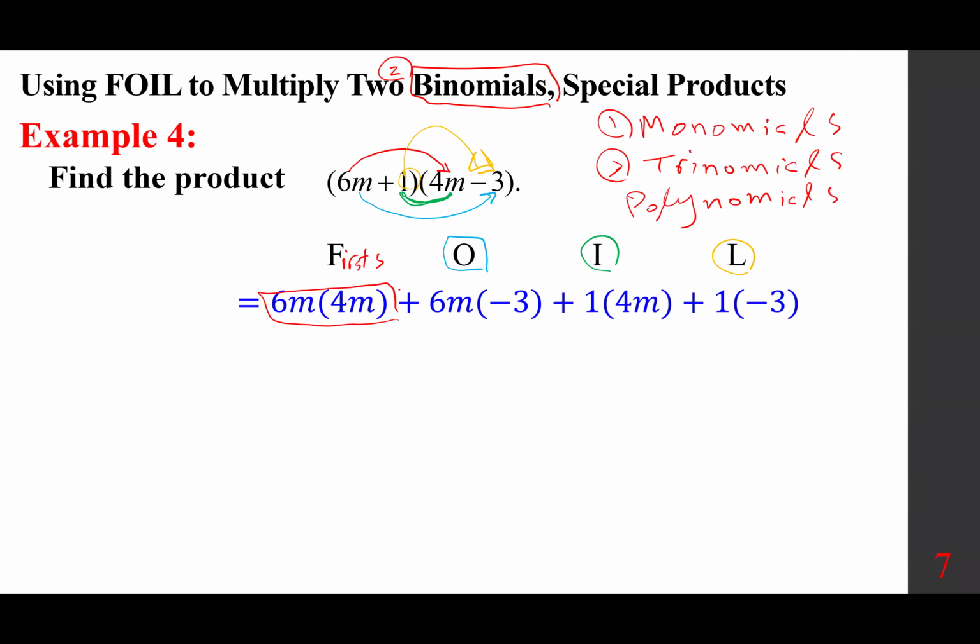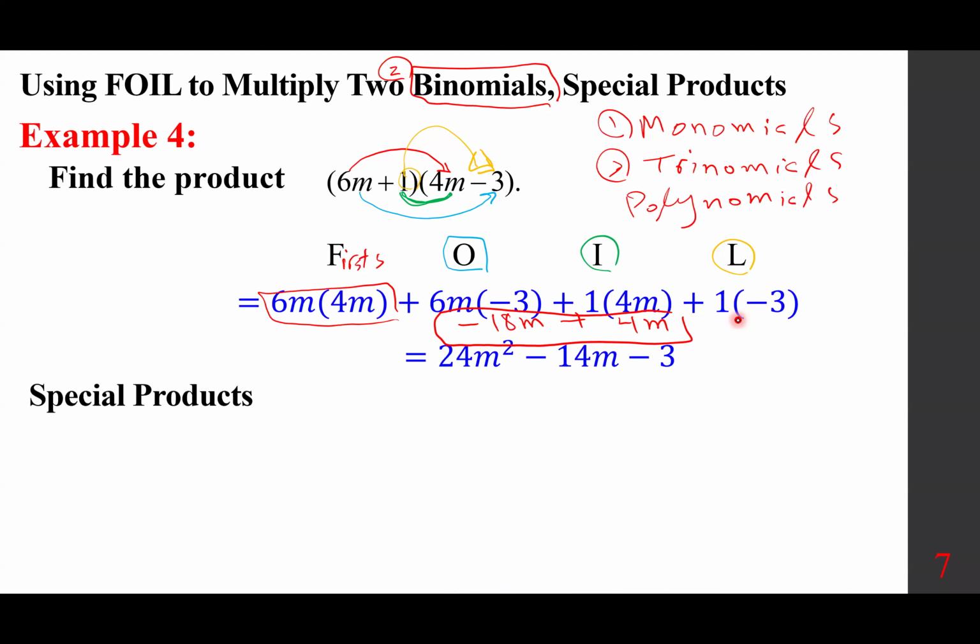This one is 24m squared. This one is minus 18m plus 4m, and they are like terms. We add them up: -18 and 4, -14m. This is -3. So that's called foiling, which gives rise to what we call special products.